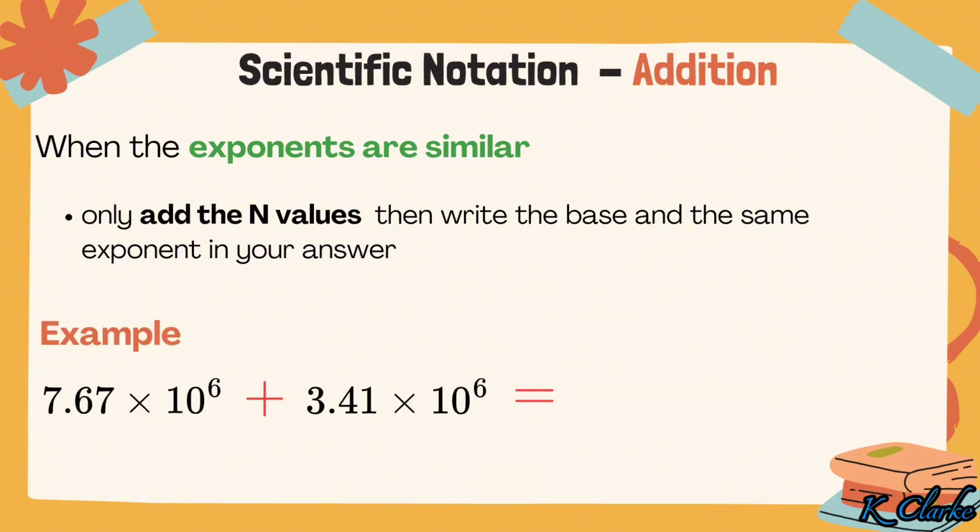Example: 7.67 times 10 to the power of 6 plus 3.41 times 10 to the power of 6. Only adding the n values, we get 11.08. Then writing back the base and the exponent, so the correct answer is 11.08 times 10 to the power of 6.